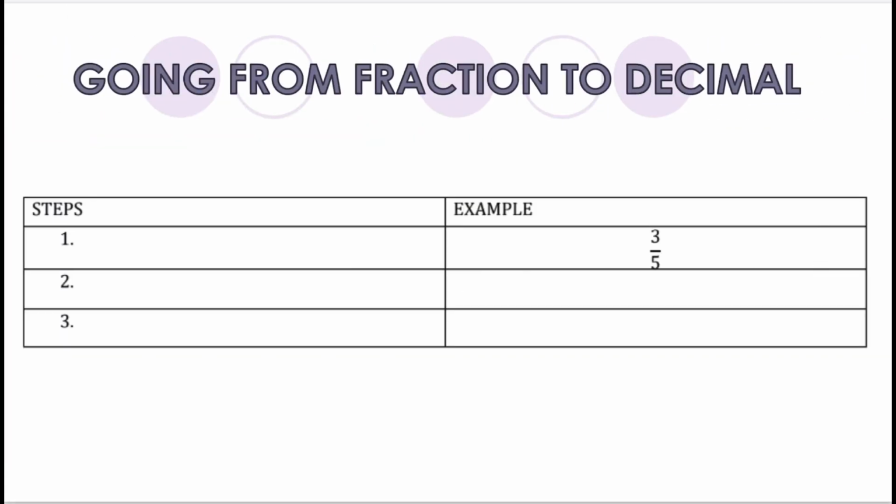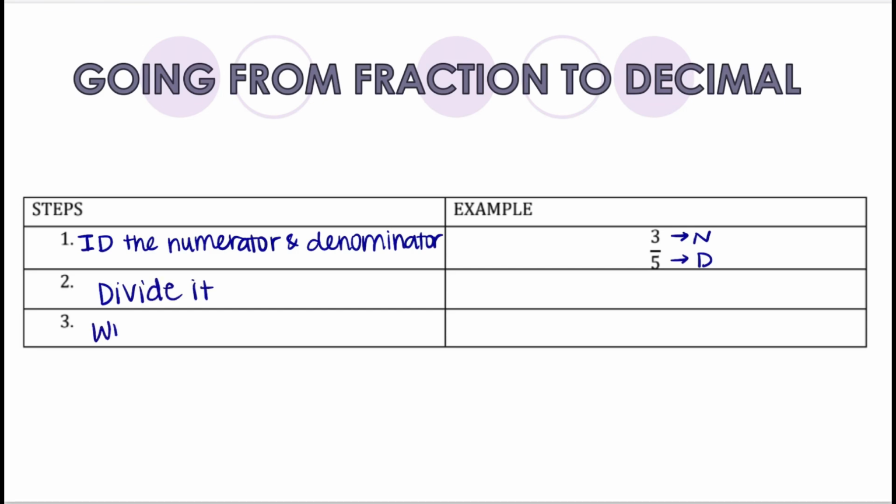So the steps of going from a fraction to a decimal is to first identify the numerator and denominator. So in this case, this is the numerator and this is the denominator. And then you would divide it, and then you would write the decimal. So you would do 3 divided by 5. And when you put this into a calculator, you end up with 0.6.